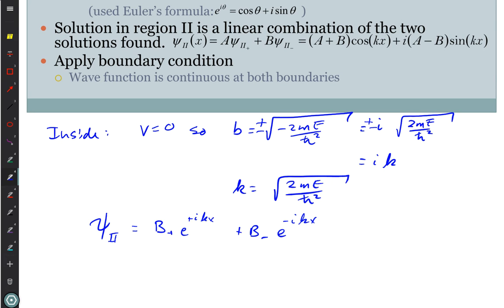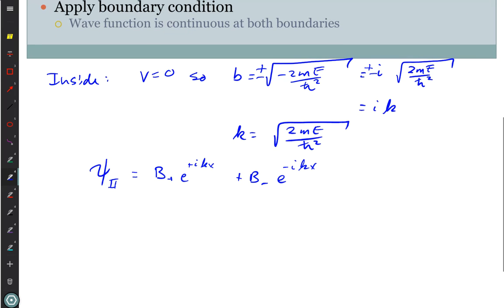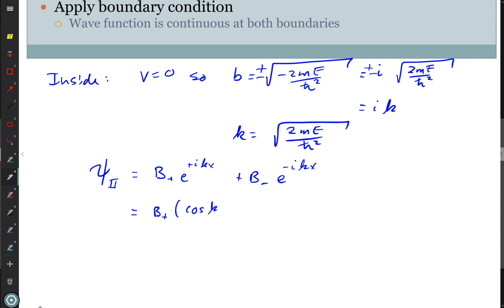And when you look at that solution, you tend to say, well, that means nothing to me. At least that's what I see when I look at it. And so that's where we use the Euler relation. And the Euler relation means that we can rewrite this as b plus times cosine of kx plus i sine of kx, plus b minus times cosine of minus kx plus i sine of minus kx. Right, so I just use the Euler relation there for both.